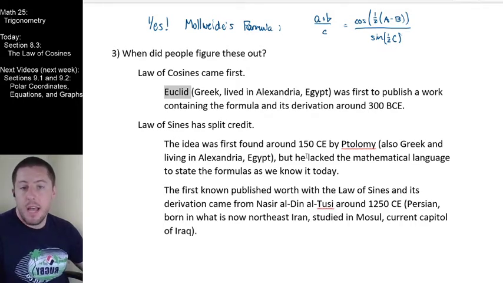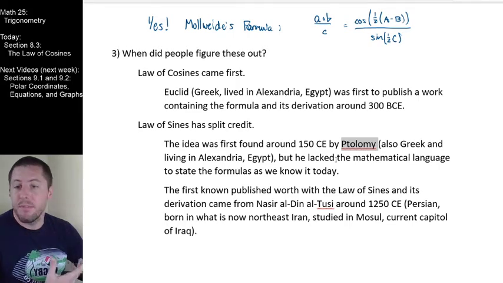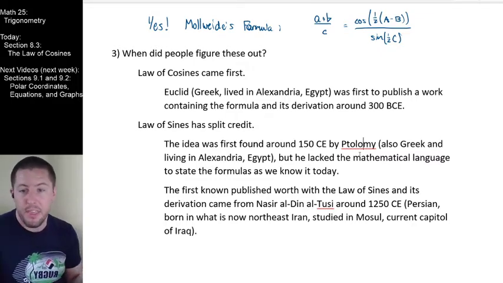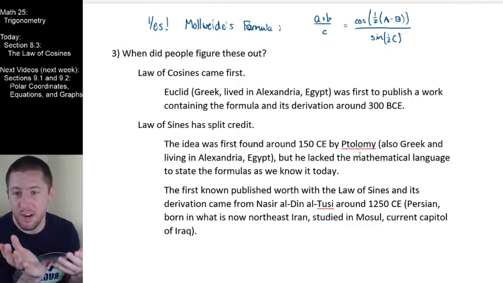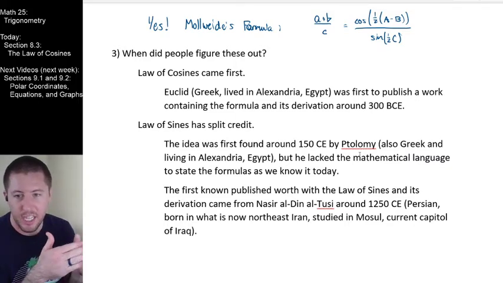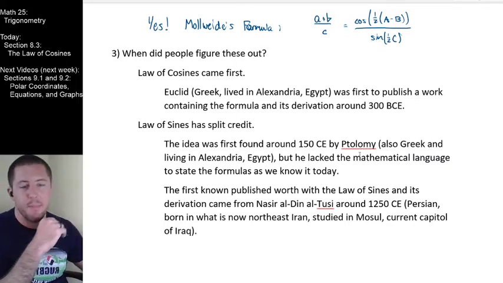The next one, law of signs, was then found about 450 years later by another Greek dude also living in Alexandria, Egypt, named Ptolemy. But not to be confused, there were many kings of Egypt named Ptolemy. I think there was something like 10 different Egyptian kings named Ptolemy. I'm assuming he was named after one of those guys, but he's not an Egyptian king. He's a Greek guy who happens to share a name.